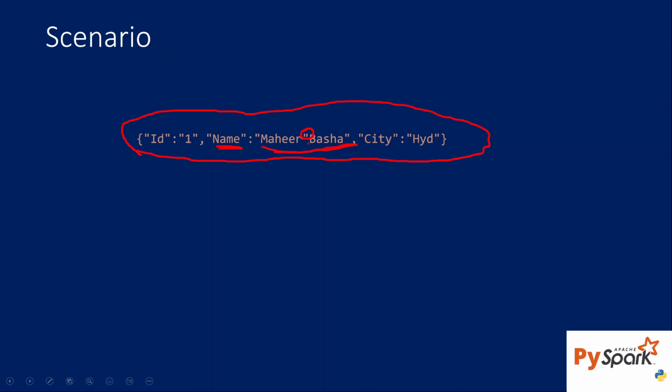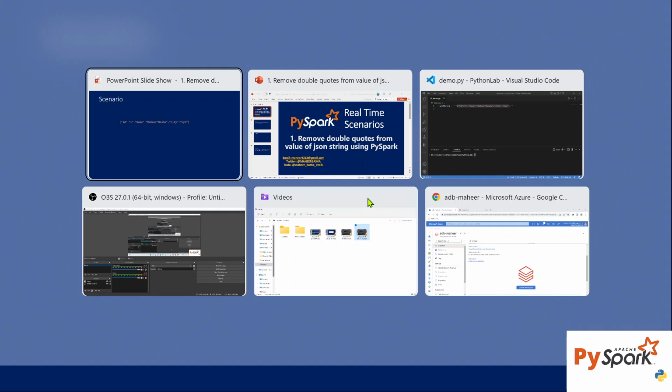You cannot directly replace this double quote. Why? Because there are so many double quotes in the JSON string. If you directly replace it, then all the double quotes will be removed, right? So we have to delicately handle this scenario. So let's try to explain this with a practical implementation.